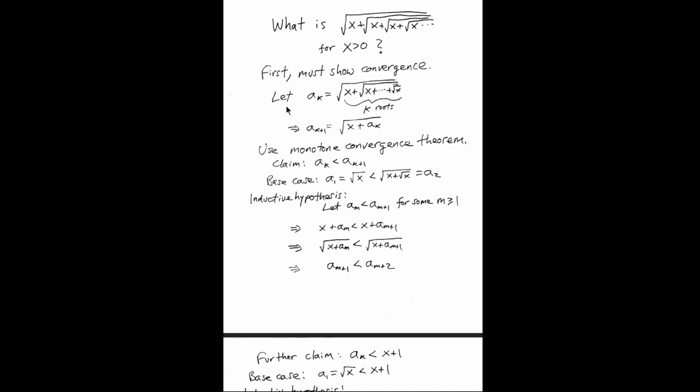And in that regard, we're going to let a sub k equal the square root of x plus the square root of x plus the square root of x... plus the square root of x, where there are k roots of x on the inside here. K of them. Well, this implies that a k plus 1 will equal the square root of x plus a sub k. We're just adding another x and taking the square root of the rest of it.